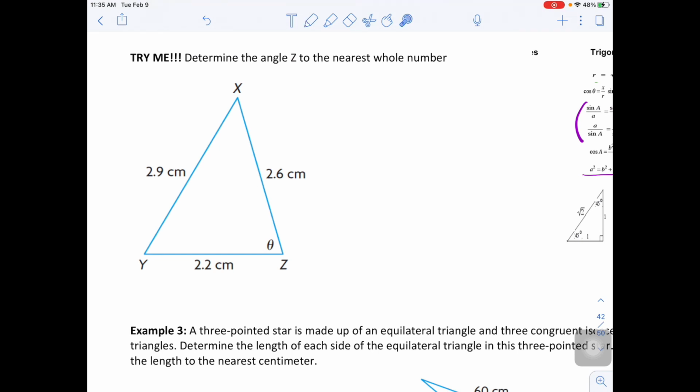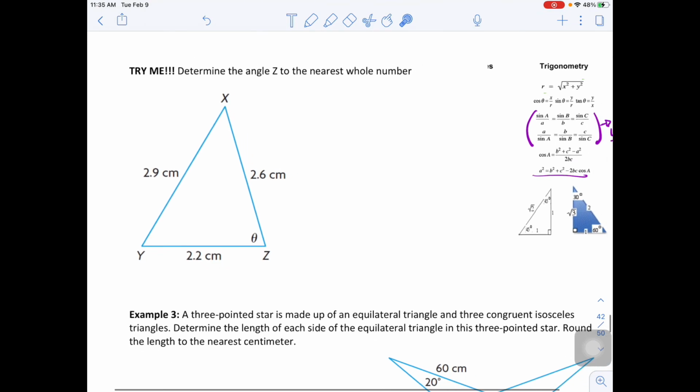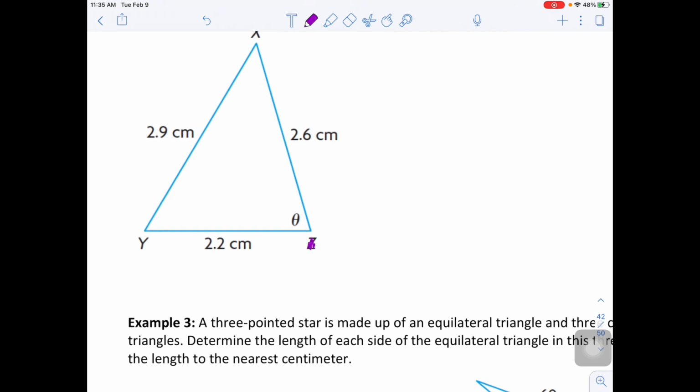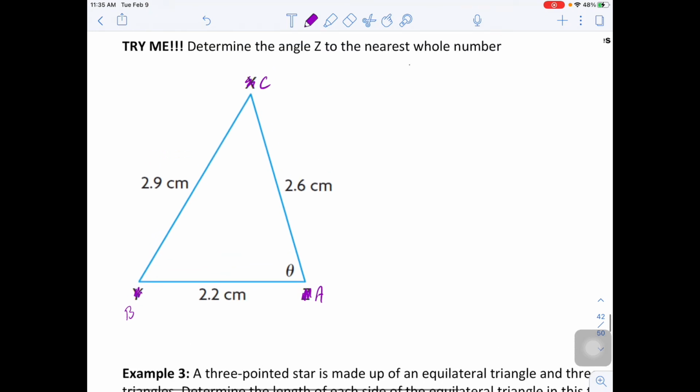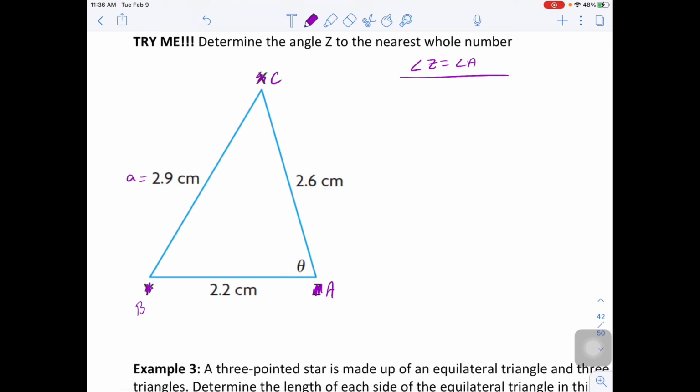So hopefully you tried it, you paused the video, and let's see if you were able to get the proper solution. Here it wants us to find angle Z. Again, notate it so the thing you're finding is A. Makes life way easier. So this will be A, B, C. We're trying to find angle A, so angle Z equals angle A. Now we know that this is little a. This here would be little b. And this side length would be little c because it's opposite of C.